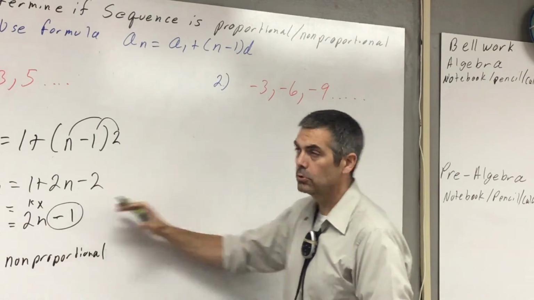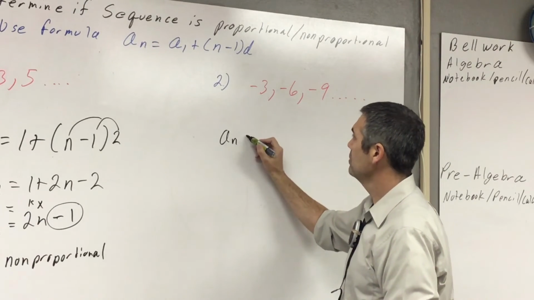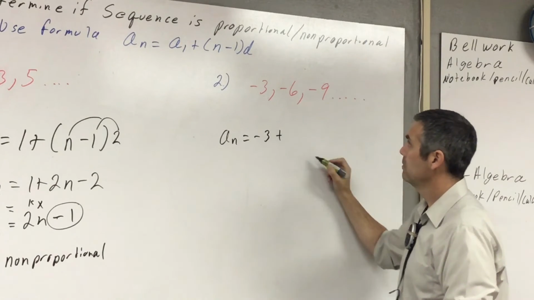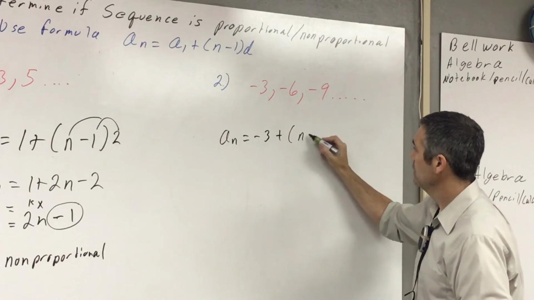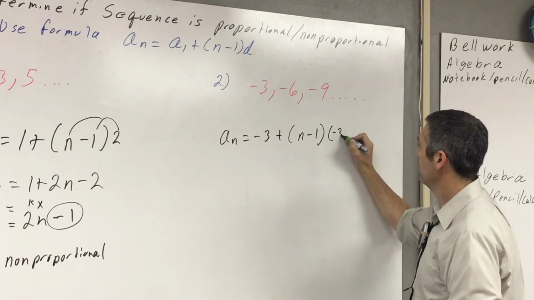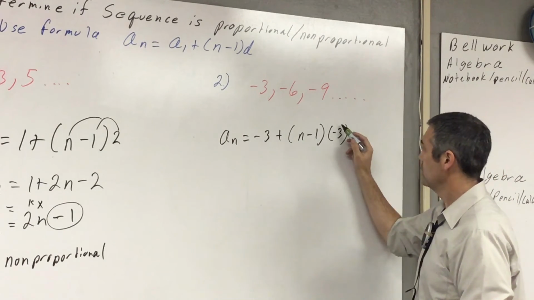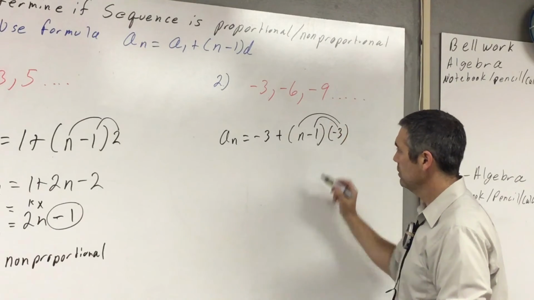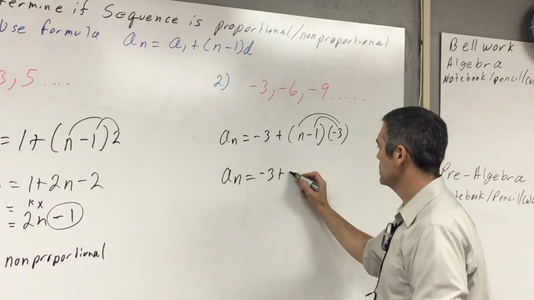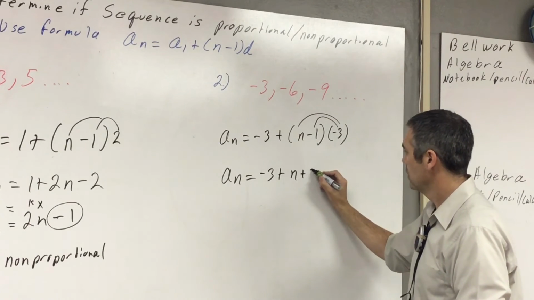We know this is non-proportional, so that probably means this one is. So let's plug it in. a sub n equals the first term, -3, plus, parenthesis, n minus 1, parenthesis, and the difference. So it's going down by 3 each time. Okay? You're going to distribute this through here and here. So a sub n equals -3 plus n, and -3 times -1 is plus 3.